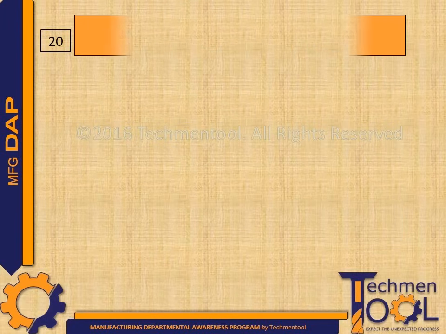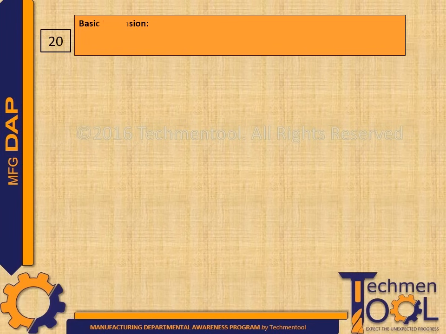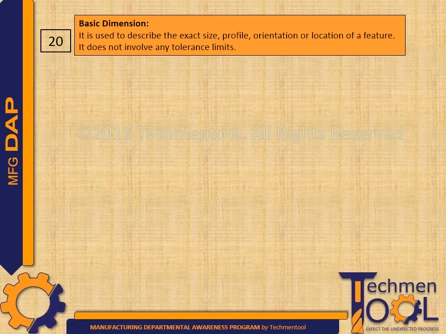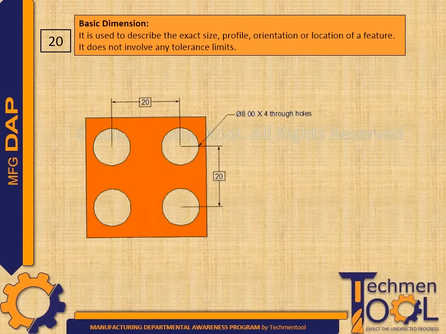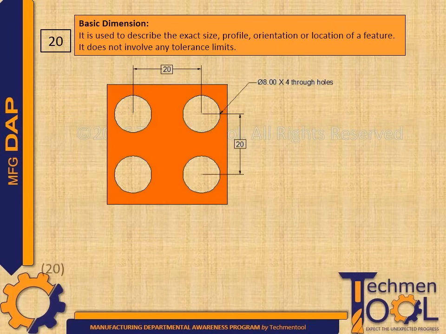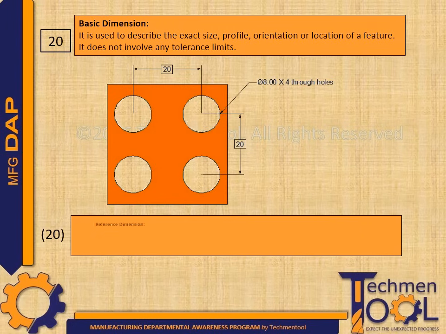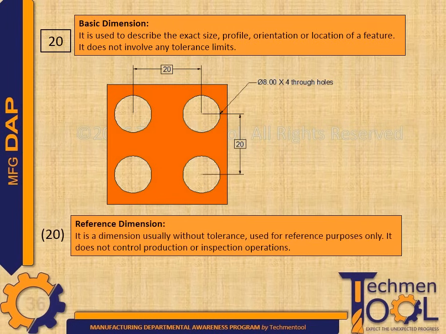Basic dimension. It is used to describe the exact size, profile, orientation or location of the feature. It does not involve any tolerance limits. Reference dimension. It is a dimension usually without tolerance, used for reference purposes only. It does not control production or inspection operations.